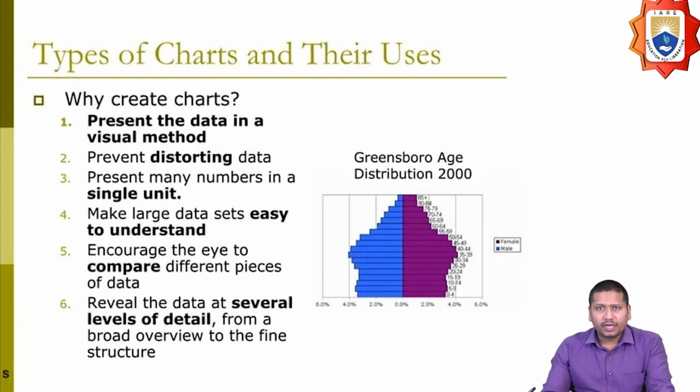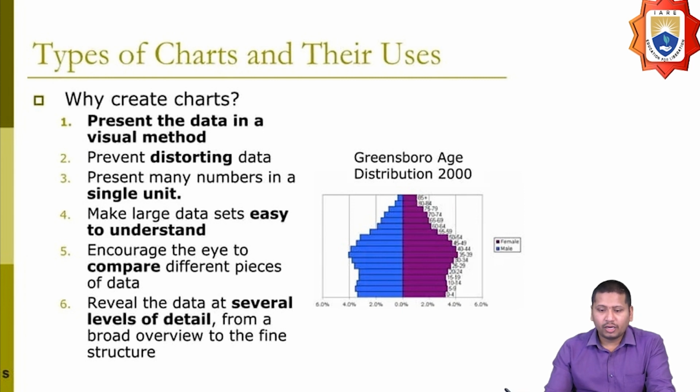Okay, so why are we going to create the charts actually? If you want to present the data in a visual method, that is the main purpose for creating charts. If the data is not easy to grasp and observe, we represent the same thing in the form of a diagram, so that many people, even unaided or uneducated people, can understand what it is meant for. We can prevent distorting data, duplicate data can also be removed, and many numbers can be presented in a single unit form.